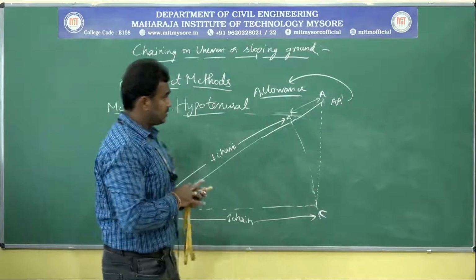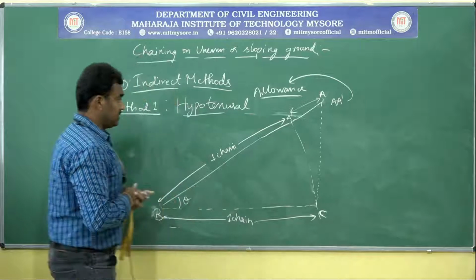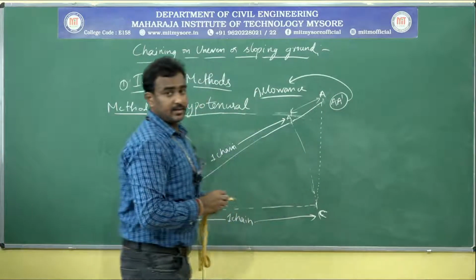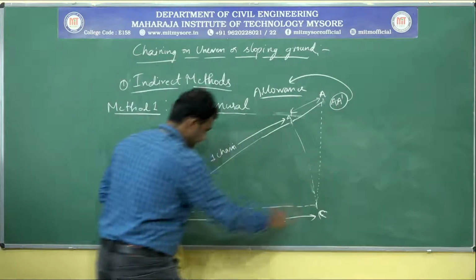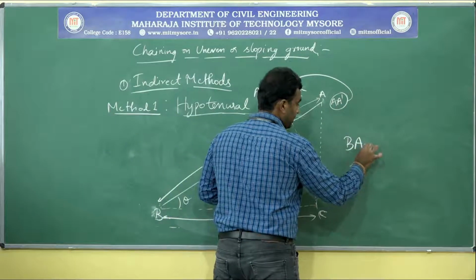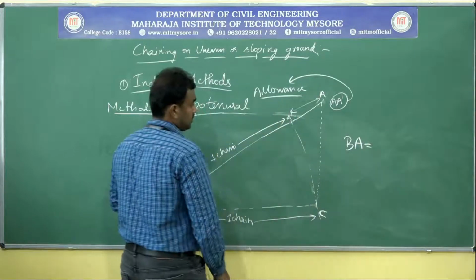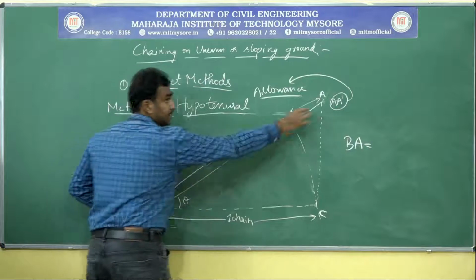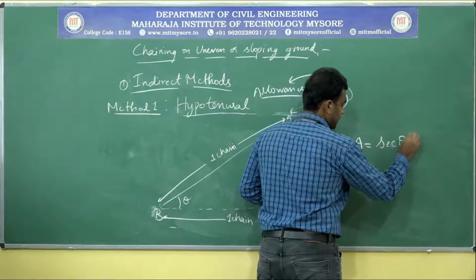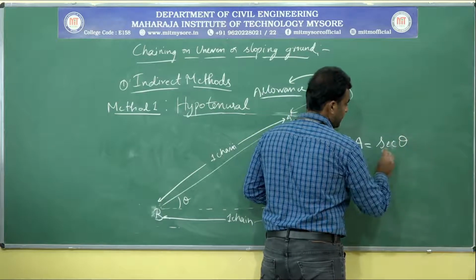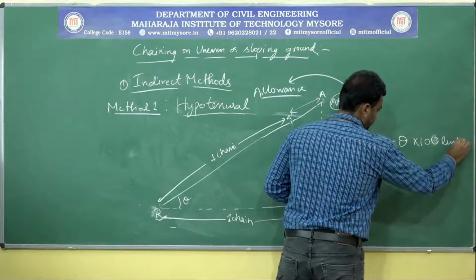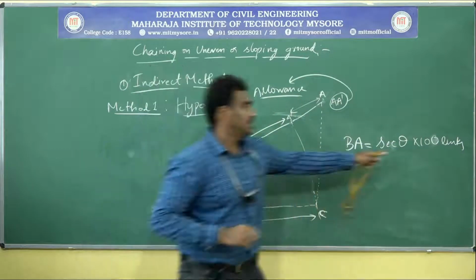It is simple. So in this case, I need to quantify this A dash. In such cases, let us consider this triangle. If I consider this triangle, this BA is written as secant theta into 100 links. Why I am expressing this in links is because a chain contains 100 links.